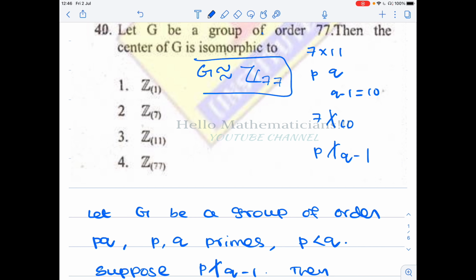If G itself is isomorphic to Z77, it is a cyclic group, and in particular an abelian group. For an abelian group, its center will be the whole group. Therefore, the center of G is isomorphic to Z77.